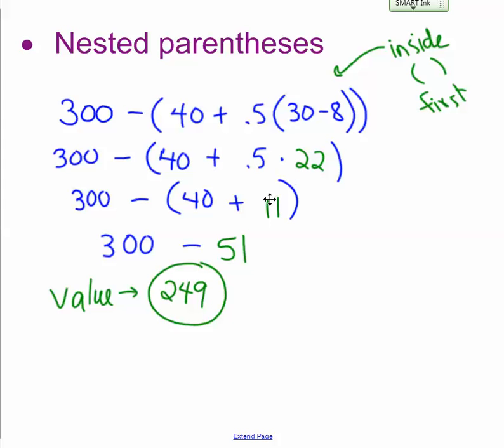You multiply before you add. Then you add, and we get our answer in our bracket, so we can get rid of the brackets at that point. And the whole time, we knew at the end we had to subtract what's in the brackets from 300. And 300 minus 51 is 249.